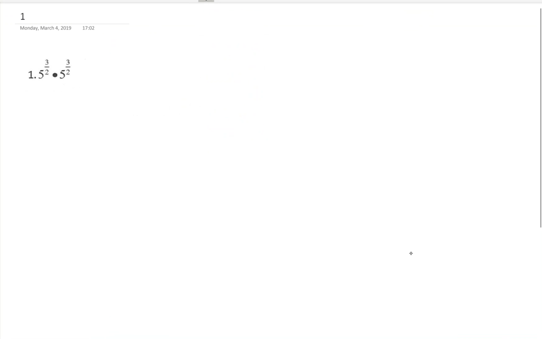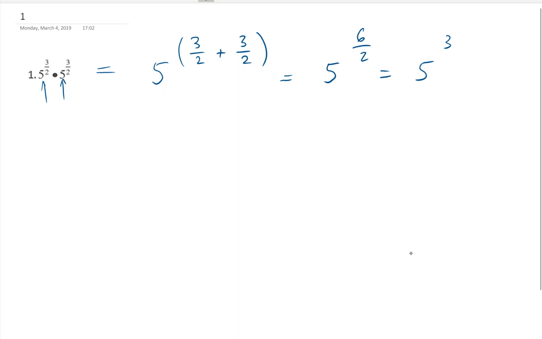Okay, take a look at this number here. Since these guys are the same, all you have to do now is just basically add your exponents. So it's going to be 3 over 2 plus 3 over 2. That means you add the numerators and keep the denominators the same. It's going to be 5 to the 6 over 2 power, which simplifies as 5 to the third power.